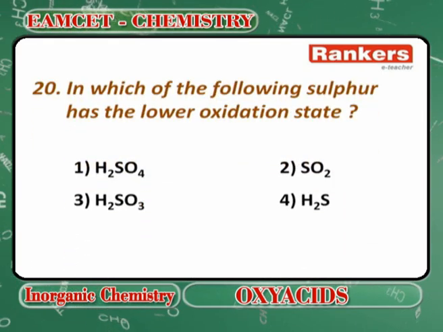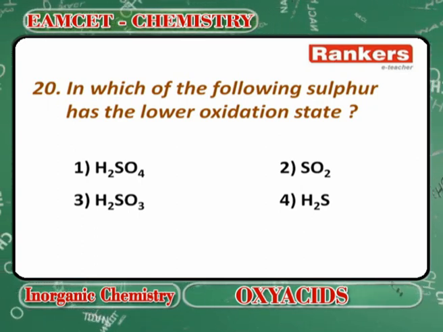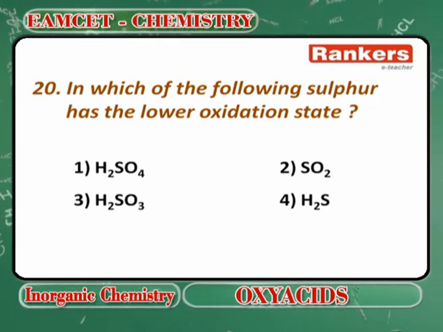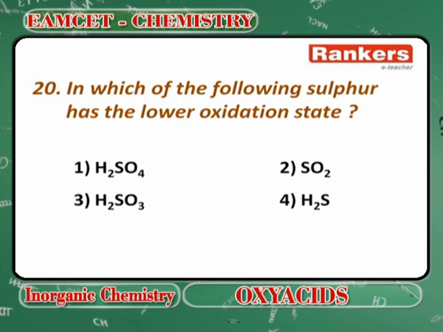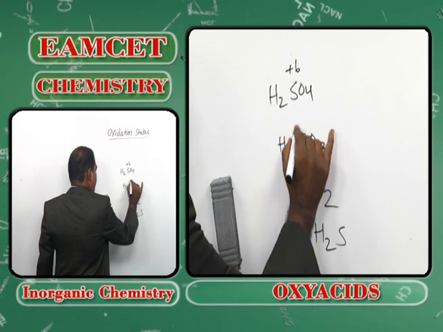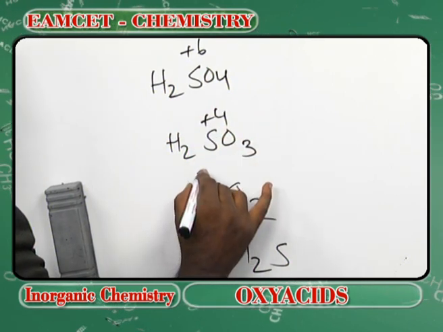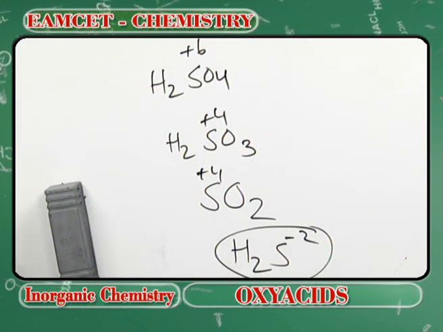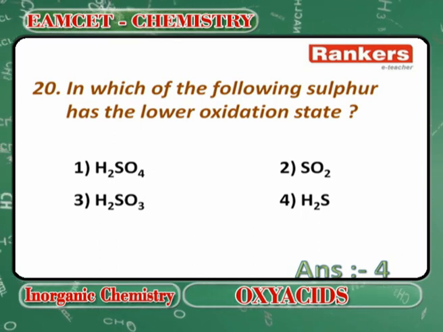In which of the following sulfur has the lower oxidation state? Very good question. Look at the options. H2SO4, H2SO3, SO2, H2S. This will be the last question. H2SO4, you already know plus 6. H2SO3, it will be minus 6 plus 2, plus 4. SO2 is plus 4, H2S minus 2. So least oxidation state means H2S. The correct option is the fourth option, H2S. What is the question about? Which of the following sulfur has the lowest oxidation number?